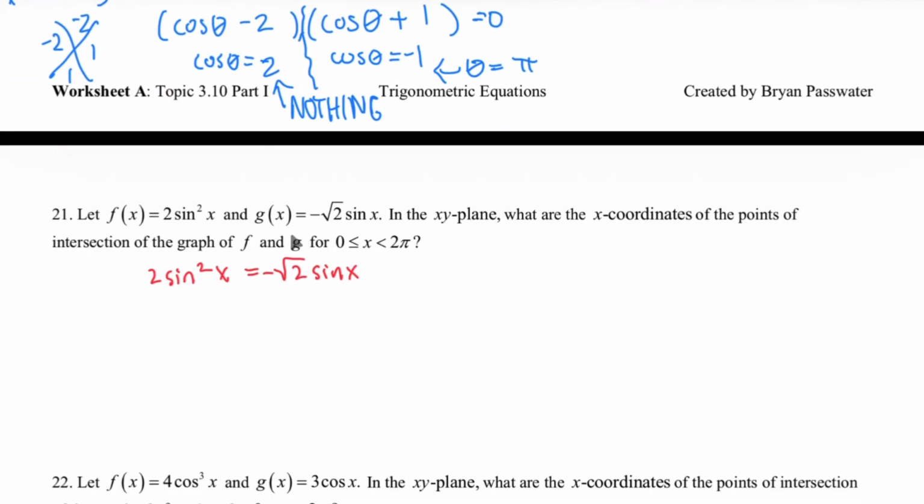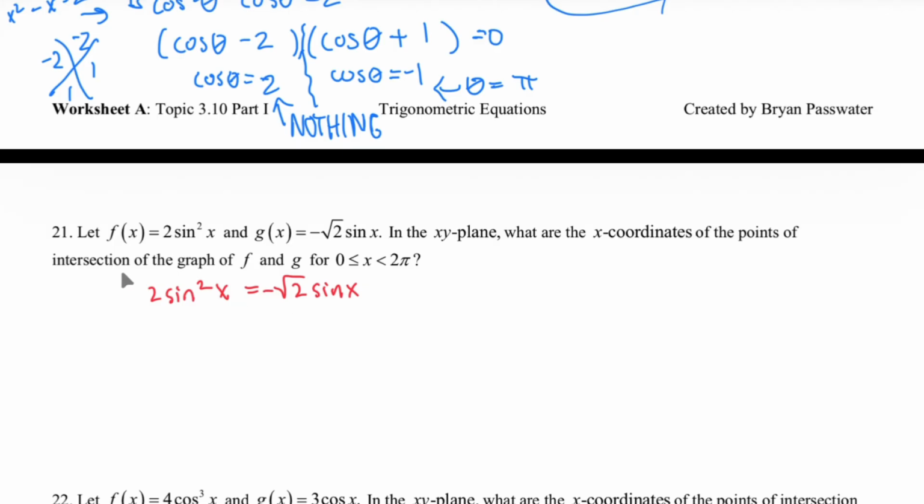These last three problems, we're just solving for the points of intersection. So I went ahead and already set them equal to each other. So now we just need to solve for the sine of x. So I'm going to move all the stuff to one side.